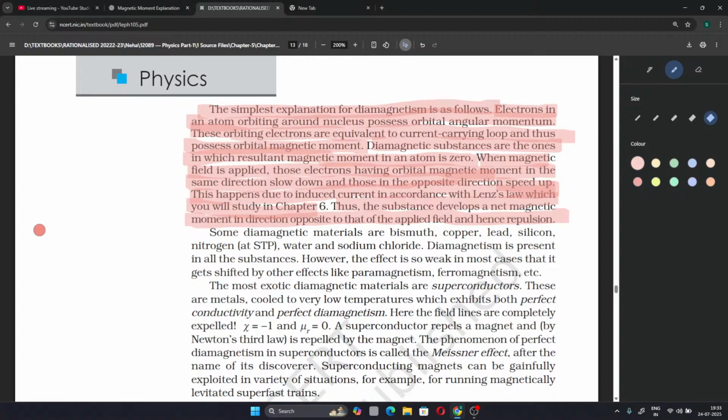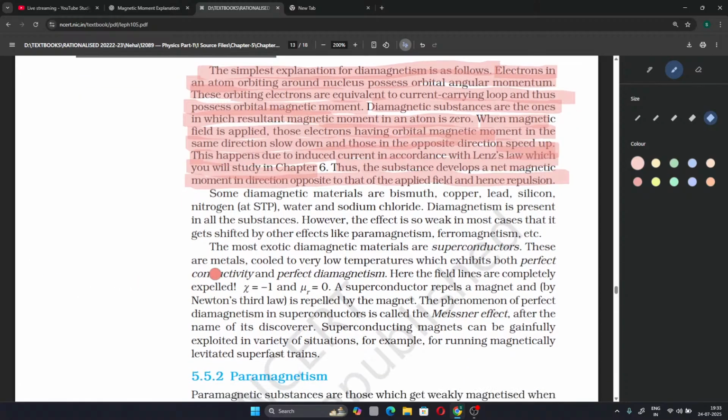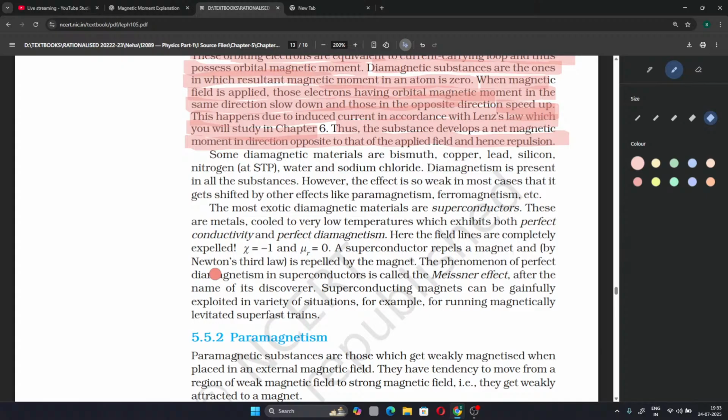When a magnetic field is applied, the electrons having orbital magnetic moment in the same direction as the magnetic field slow down, and those in the opposite direction speed up. This happens due to induced current, and that is in accordance with Lenz's law, which we'll study in the electromagnetic induction chapter. Thus, the substance develops a net magnetic moment in the direction opposite to that of the applied field, and hence repulsion.